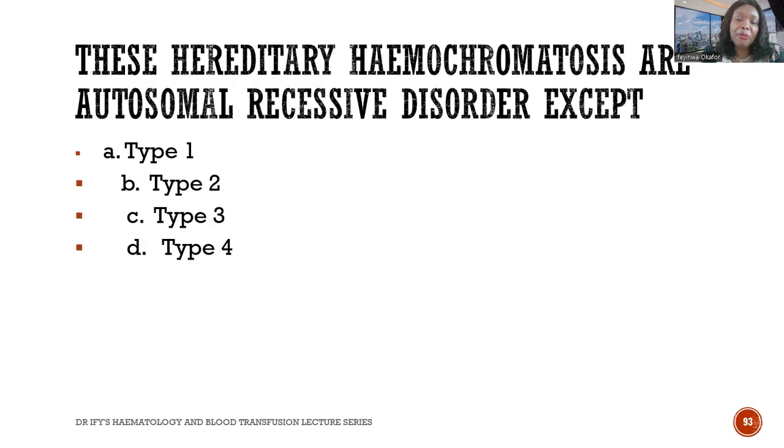These hereditary hemochromatosis are autosomal recessive disorders, except type 1, type 2, type 3, type 4. Answer D, type 4. Every other type of hemochromatosis, type 1, type 2, type 3, are all autosomal recessive disorders, except type 4, which is a dominant disorder.